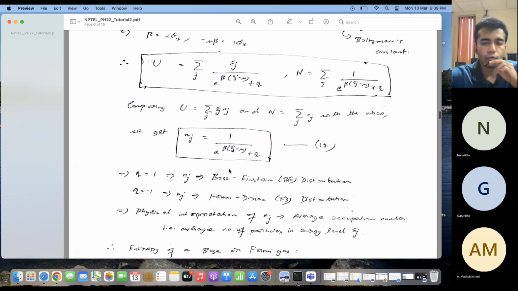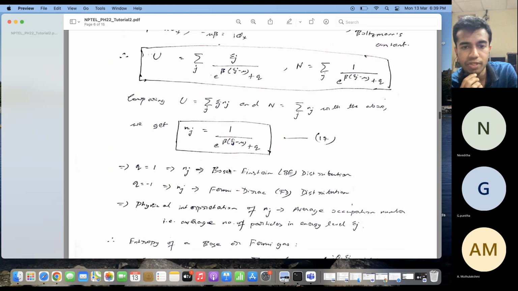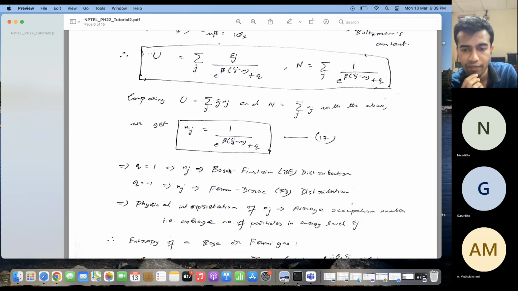So this is what is known as the distribution function of the number of particles. Nj tells me the average number of particles which are most likely to occupy the energy level j.